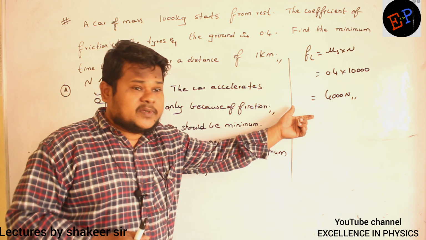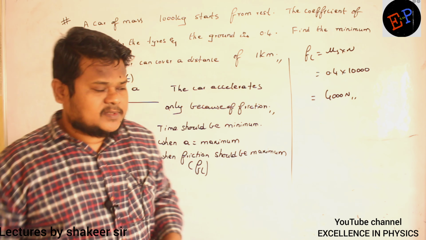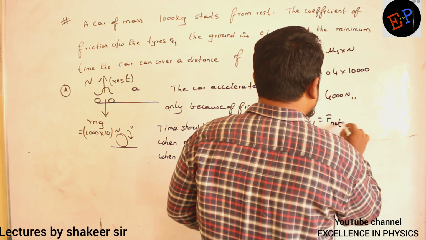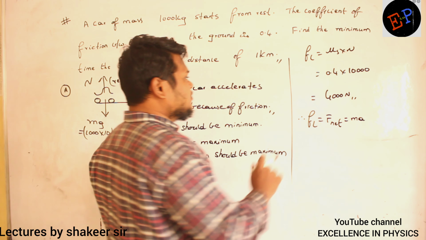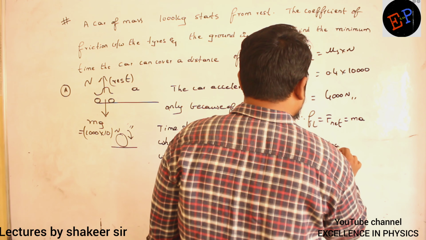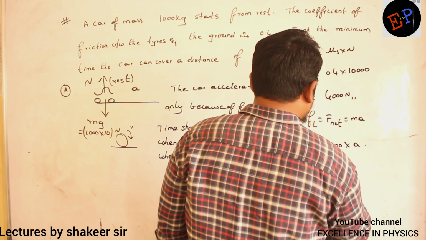It means this limiting friction is providing net force. Net force formula? Mass into acceleration. That's all. So therefore I say limiting friction is nothing but net force. Net force is equal to mass into acceleration. Clear? So what is the net force? Net force is 4,000. Mass of the car is 1,000 and acceleration is a. So therefore what is the acceleration value? 4 meter per second square.